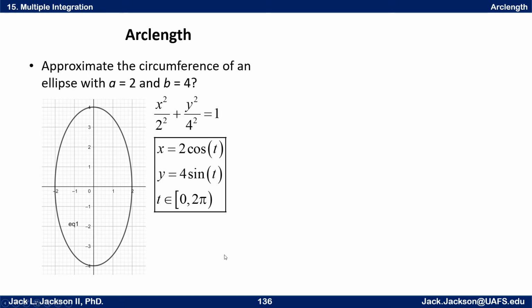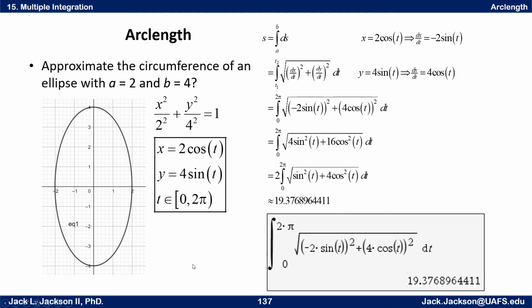Okay, so let's use that parametric form to find an arc length. Well, S, the arc length, that's typically the letter that's used for that, is the definite integral of ds over some appropriate limits. So if we have things in terms of our parameter t, this goes from a lower t to upper t, and the form we use is the square root of dx over dt squared plus dy over dt squared. Add those up, square root, and then integrate with respect to t.